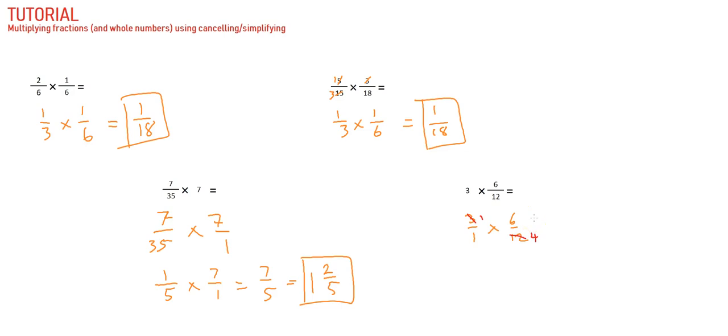I could go dividing 6 and 4 by 2. So let's just rewrite this down here. 1/1 times 6/4, and then divide by 2, divide by 2. So it'll be 6 divided by 2 is 3, 4 divided by 2 is 2. And we have 1 times 3 is 3, 1 times 2 is 2, so that becomes 1 1/2. All done.